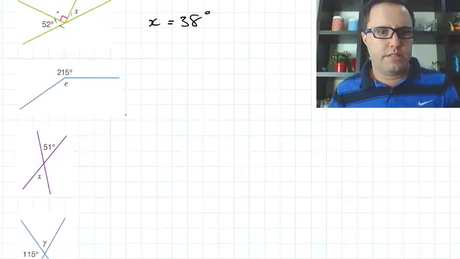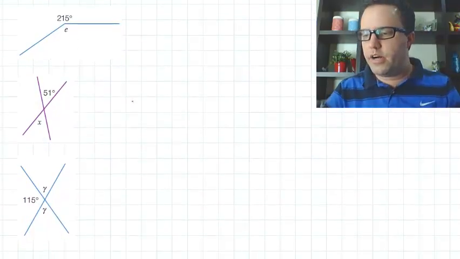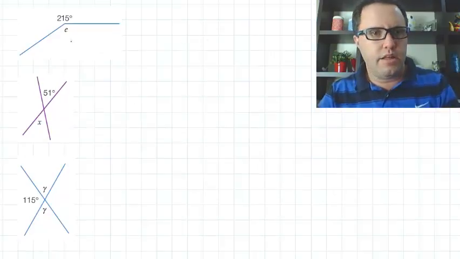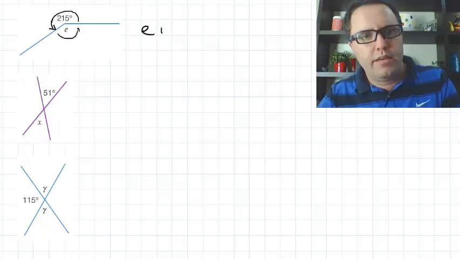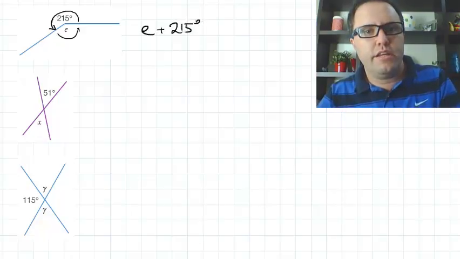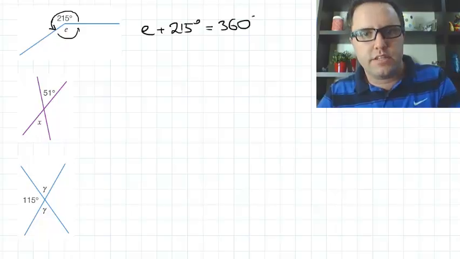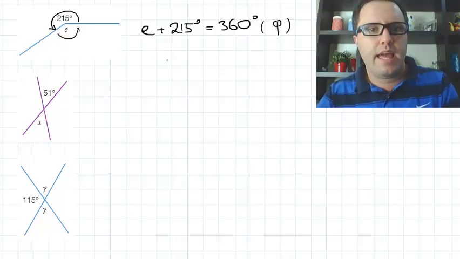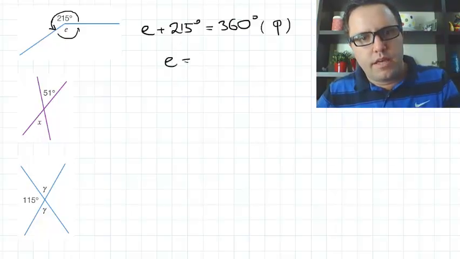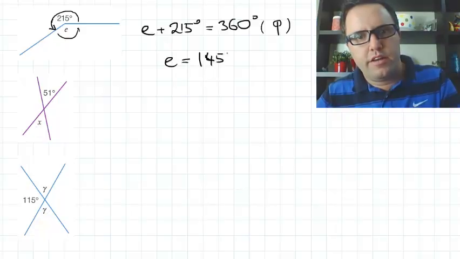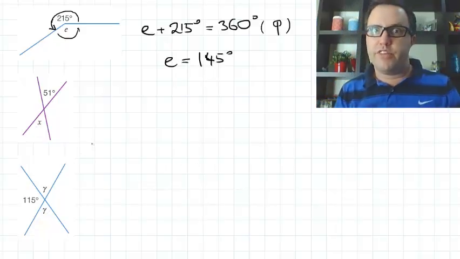All right, let's look at this next one here. Now we can look all around the point. We've got 215 degrees, which is the angle going around this way, and then E, which is the angle on the inside. So E plus 215 degrees is equal to 360 degrees because of our revolution rule. Subtract 215 from both sides, and we get E being equal to 145 degrees.